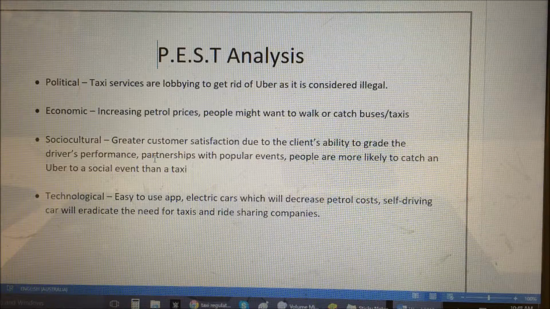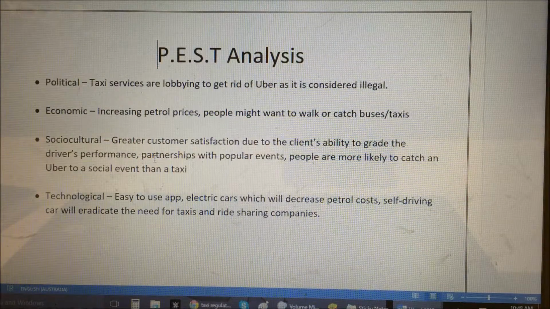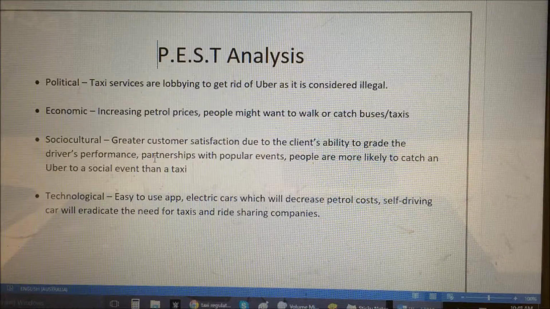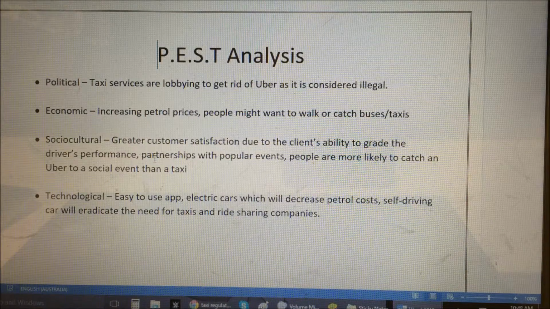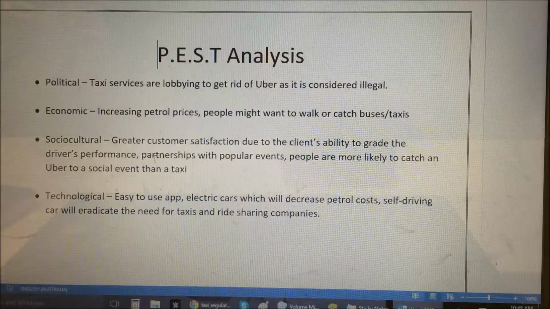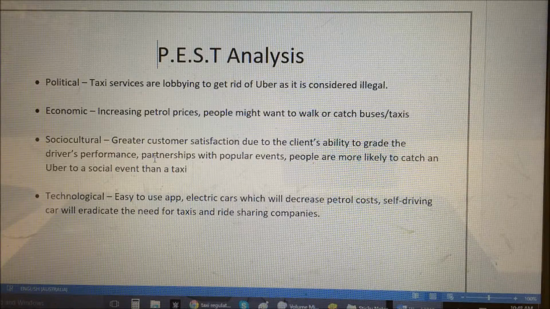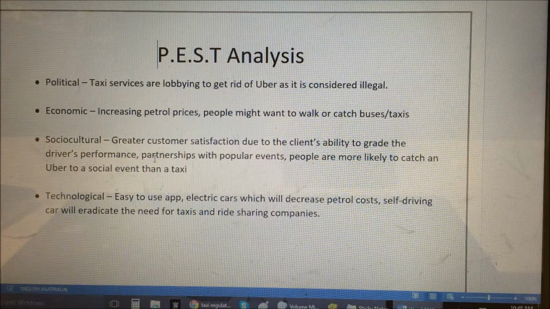Uber uses technology to a great degree, starting with a mobile phone app to coordinate between drivers and customers. They are open to using electric cars to replace ordinary cars to reduce costs and reduce pollution. However, technology that could negatively impact Uber is the creation of the self-driving car, which Google is close to completing, which could completely eliminate the need for taxis or ride sharing.